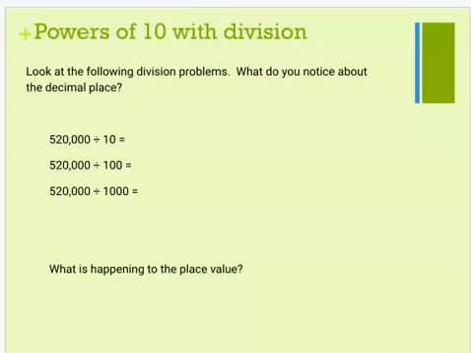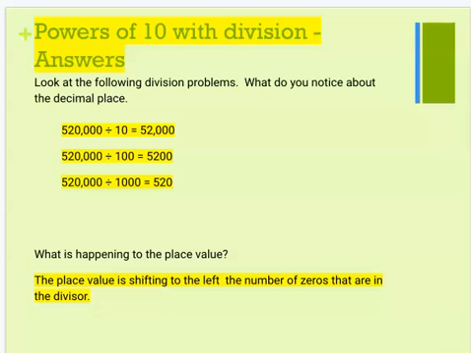Think of powers of 10 with division. What happens when we divide by powers of 10? Try these 3 problems and then describe what's happening to the place value. Did you notice the place value is shifting to the left, the number of zeros that are in the divisor? Notice that's the inverse operation of what happened in multiplication. In multiplication, we were going to the right. In division, we're going to the left.